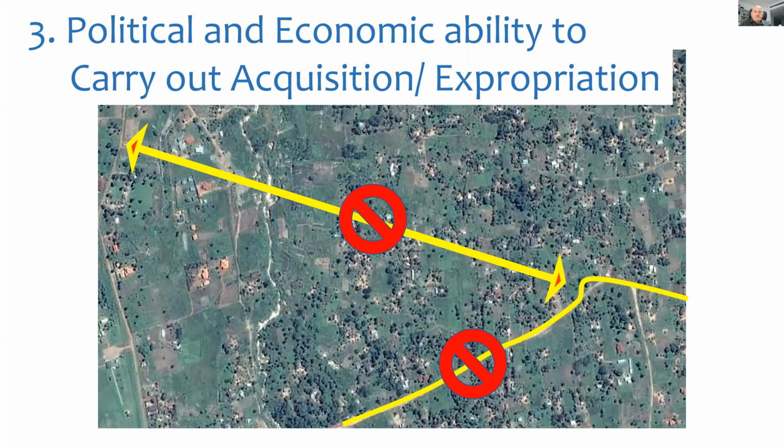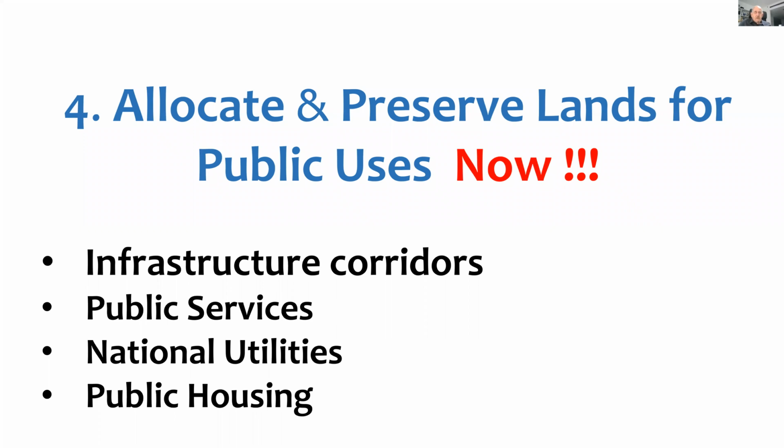And of course, what we say here is, of course, to preserve the land for public uses and do it as soon as possible, because infrastructure corridors are important, public services are important, national utilities, and this is going to happen in each one of the levels, not only the national level. Each one of the levels, in one of the districts, of the regions, of the cities, of the towns, should keep in mind that the infrastructure corridors in their setting, the public services for school and other things, national utilities and public housing, all of them are very important right away.